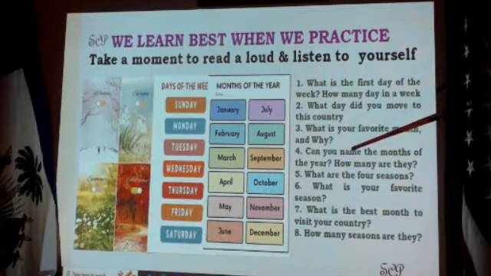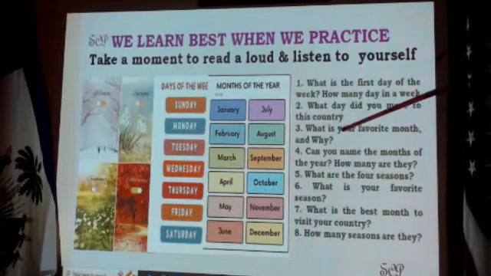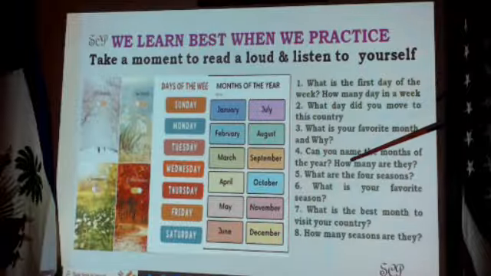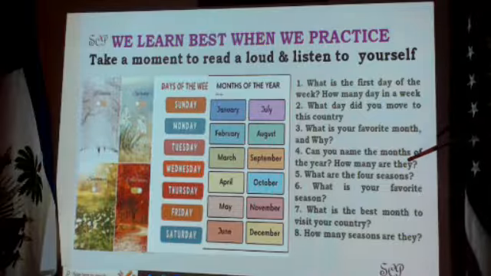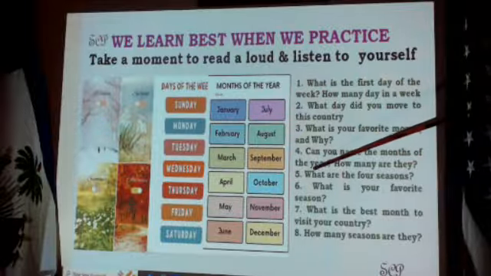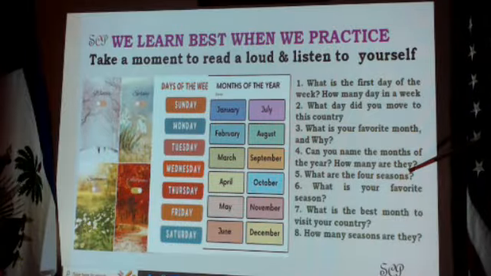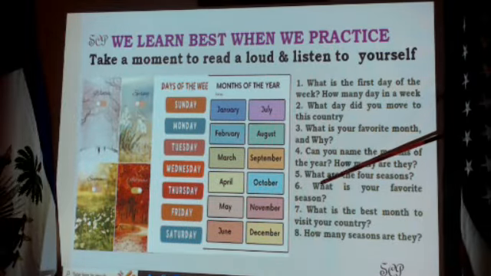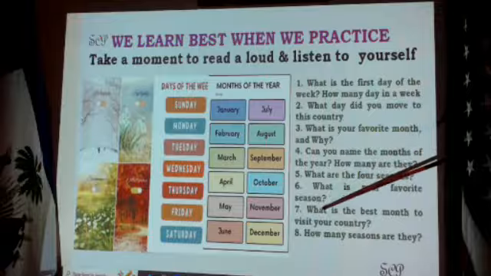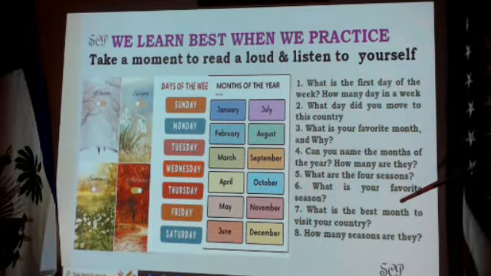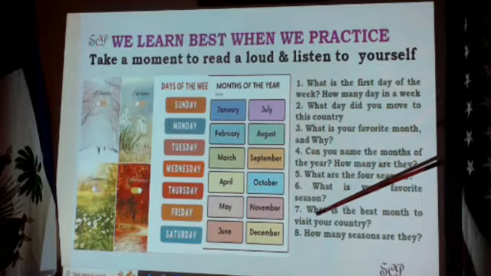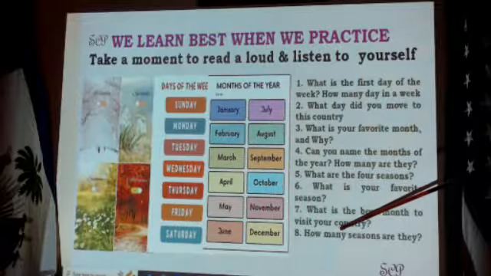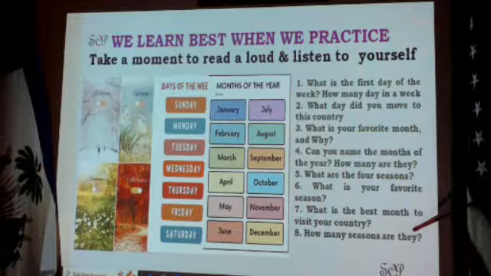Can you name the months of the year? How many are there? What are the 4 seasons? What is your favorite season? What is the best month to visit your country? How many seasons are there?